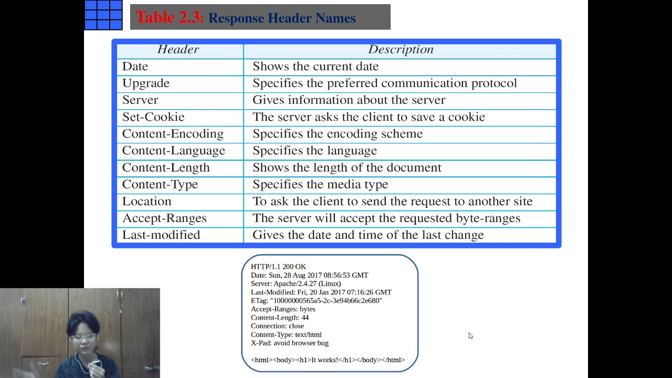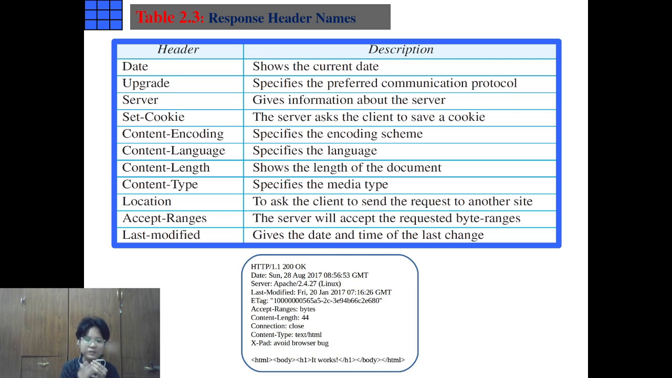The next table is the response header names. Date shows the current date. Upgrade specifies the preferred communication protocol. Server gives information about the server. Set-cookie is where the server asks the client to save a cookie. Content encoding specifies the encoding scheme. Content language specifies the language. Content range shows the range of the document.